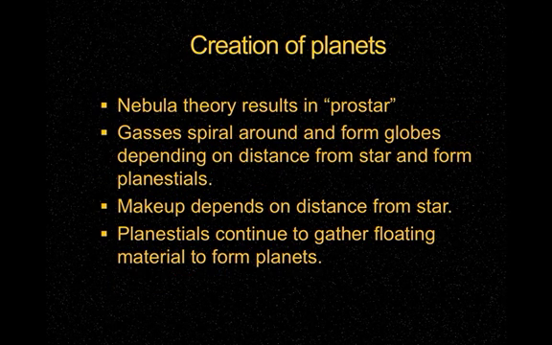The creation of the planets goes along with the nebula theory. The result of the nebula theory is at first it becomes a protostar, and as this is happening, gases will spiral and form globes depending on their distance from the star, and they form things known as planetesimals. Their makeup depends a lot on their distance from the star. As these planetesimals are farther away from the sun, we see more icy makeups of planets, and they will continue to gather material and form planets eventually once all these gases have settled down a little bit.